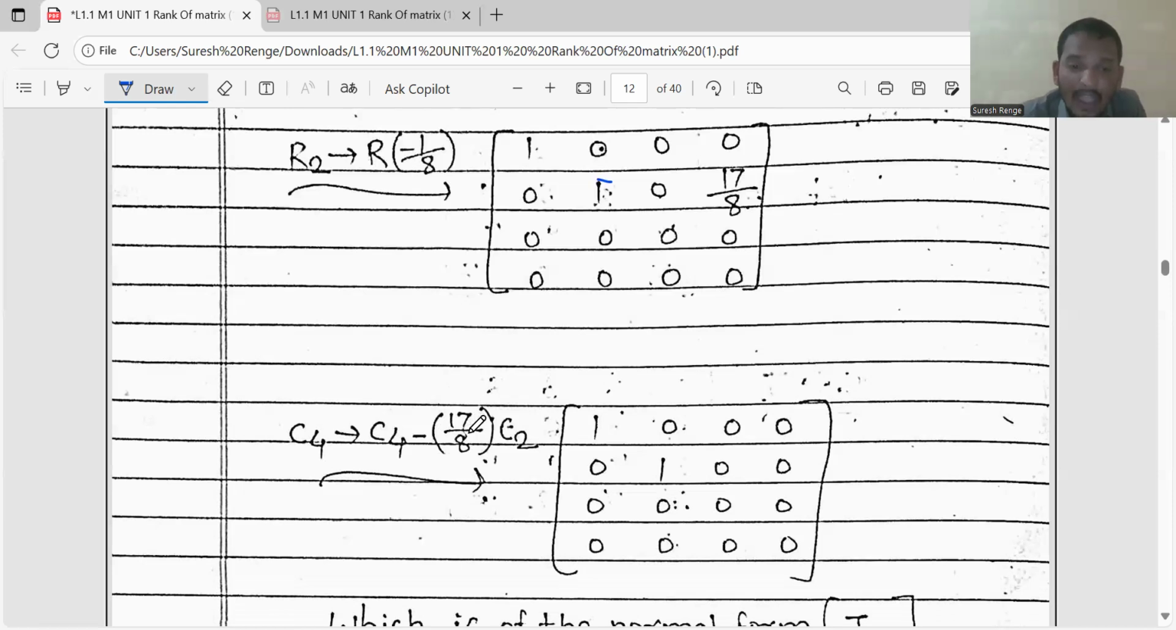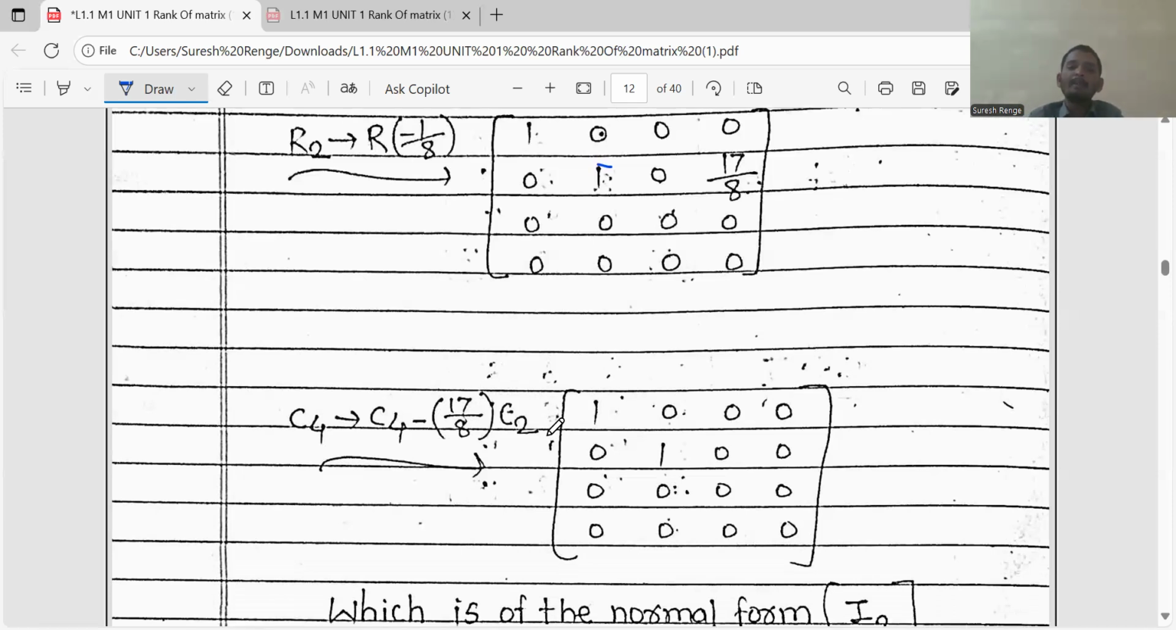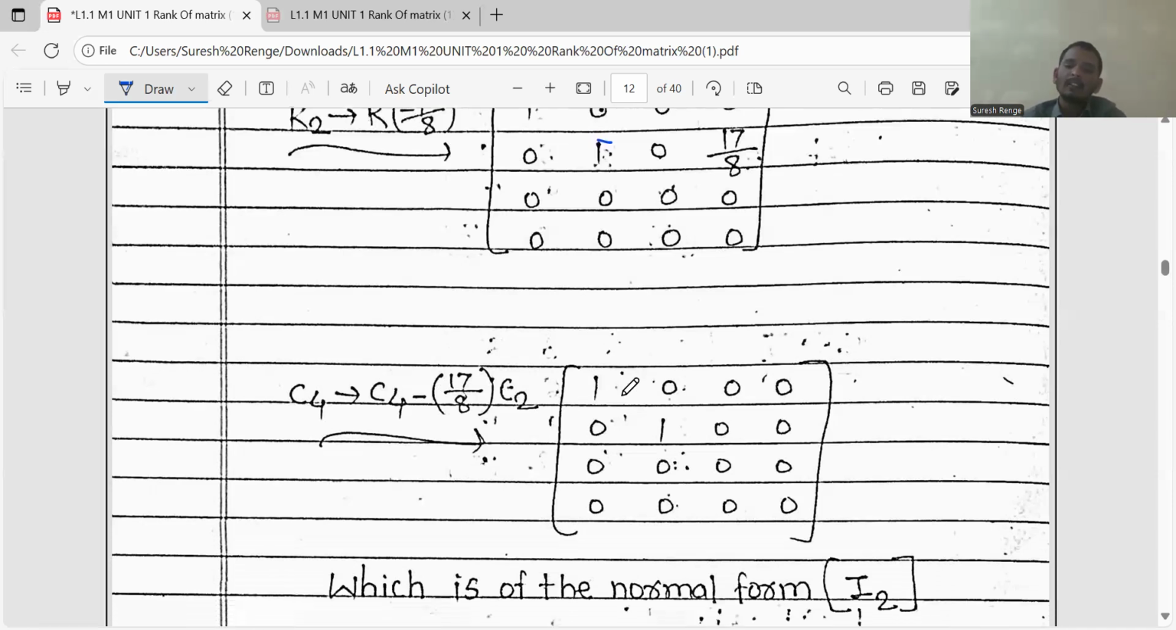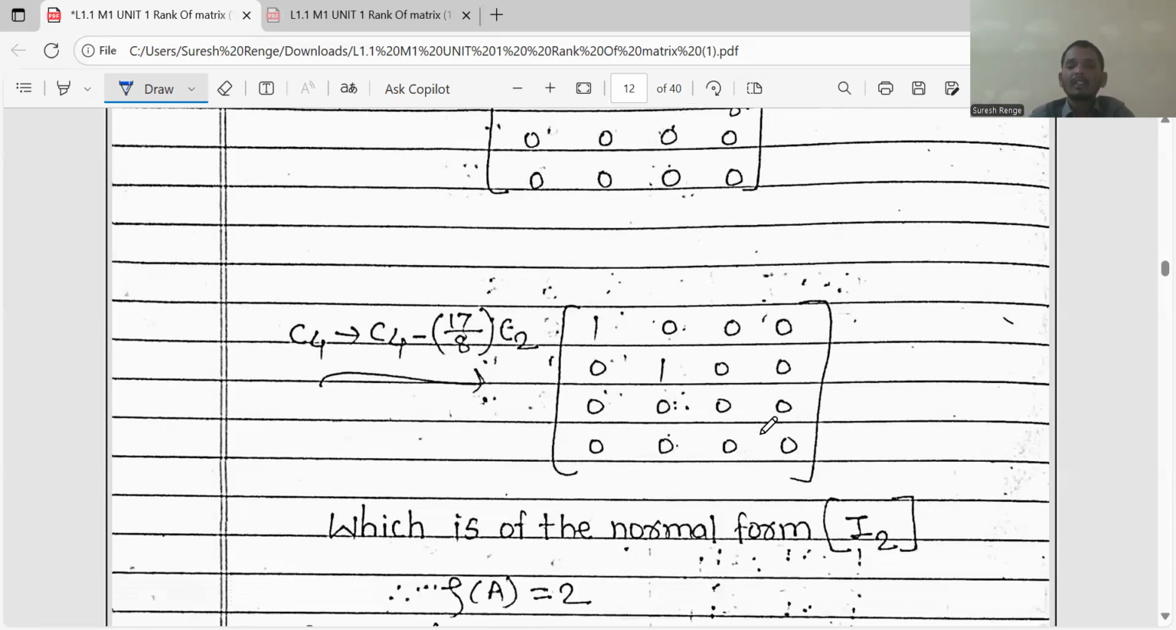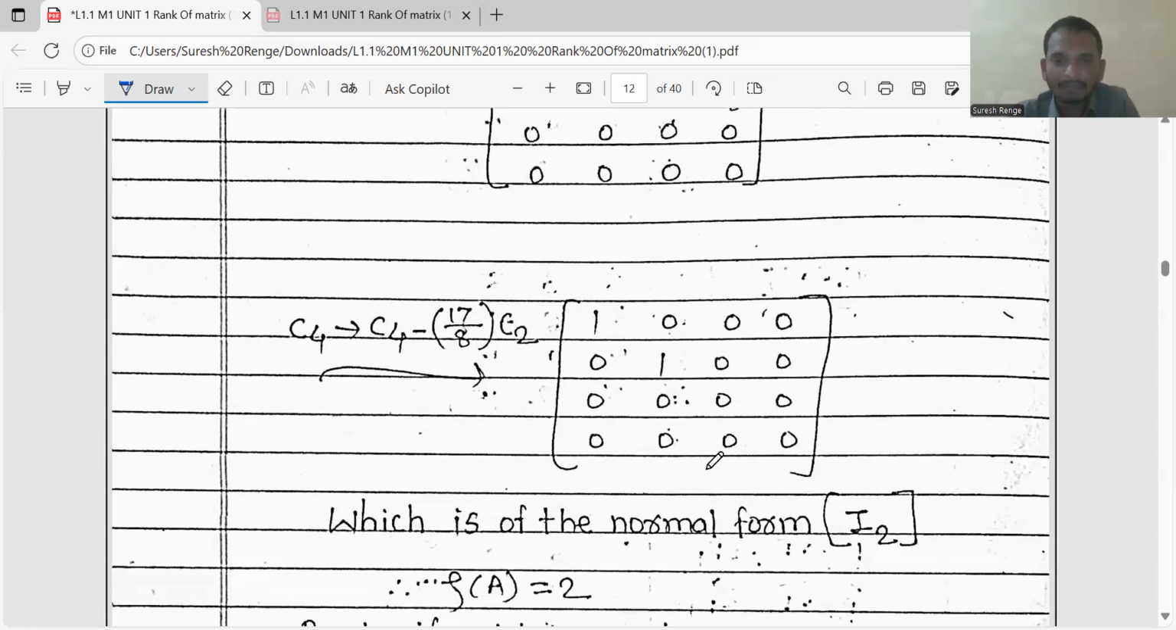C4 minus 17 by 8 times C2. And what will happen? This leading element is 1, and all other elements become equal to 0. Oops, 17 plus 17 by 8 becomes equal to 0. That becomes 0 by applying these operations. Now your matrix becomes like this.